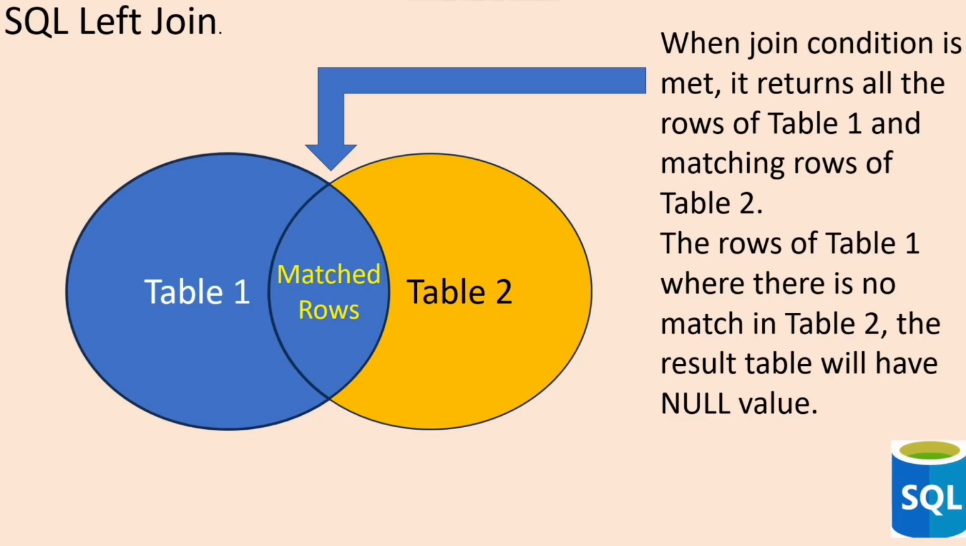So today we will see left join in SQL. So what is SQL left join? You can see we have two tables, table 1 on the left side and table 2 on the right side. When the join condition is met, it returns all the rows of table 1 and the matching rows of table 2. The rows of table 1 where there is no match in table 2, the resultant table will have null value. Whatever rows are not matched, those will reflect null value.